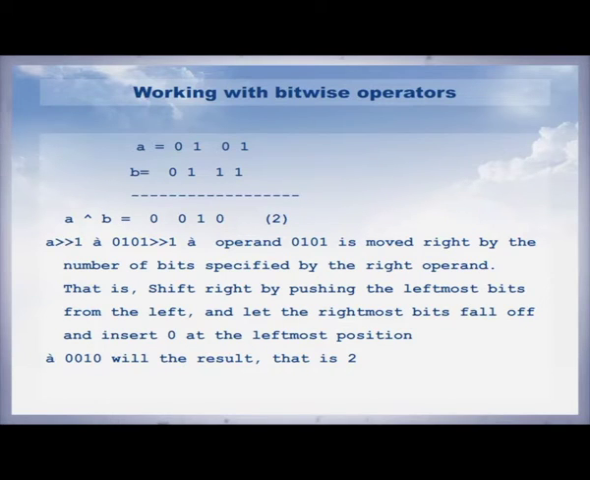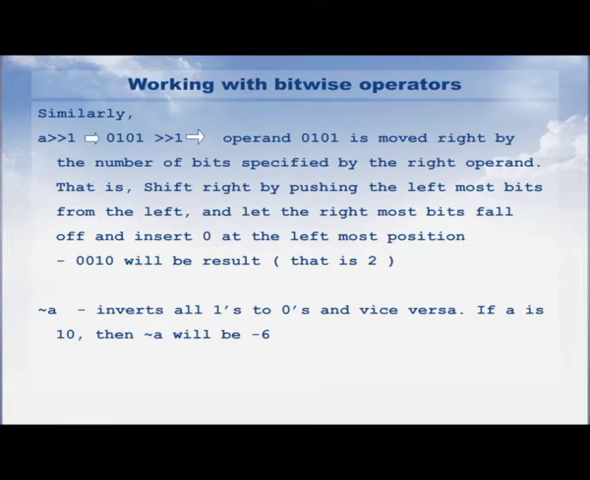So, what you see here is the working of exclusive OR. When you do exclusive OR on A and B, you get the answer 0 0 1 0. You can use the table which I explained just now to understand how you got this result. Then coming to right shift, A right shift 1. For example, if A is 5, 0 1 0 1, right shift by 1.